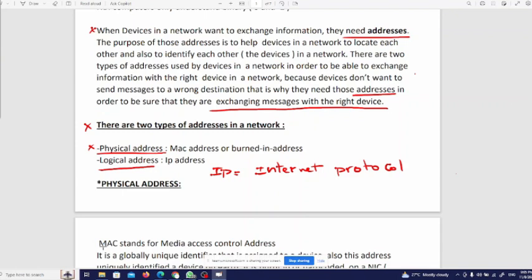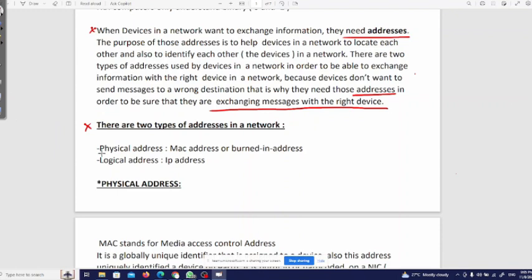I think I've written it here. MAC stands for Media Access Control. So those are the different types of addresses that are used by devices in the network. We have the physical address and the logical address. The physical address is a MAC address or burned-in address, and the logical address is what you call the IP address. So now, what is a physical address?